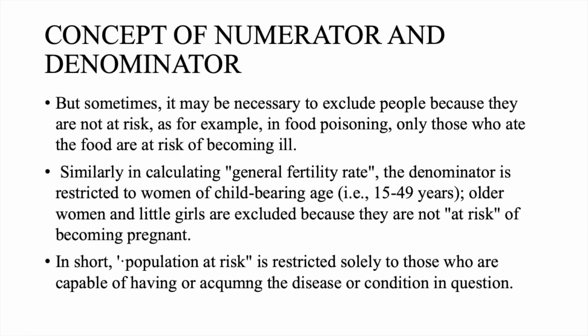But sometimes it may be necessary to exclude people because they are not at risk. For example, in food poisoning, only those who ate the food are at risk of becoming ill. Similarly, in calculating the general fertility rate, the denominator is restricted to women of childbearing age, 15 to 49 years. Older women and little girls are excluded because they are not at risk of becoming pregnant. In short, population at risk is restricted solely to those who are capable of having or acquiring the disease or condition in question.